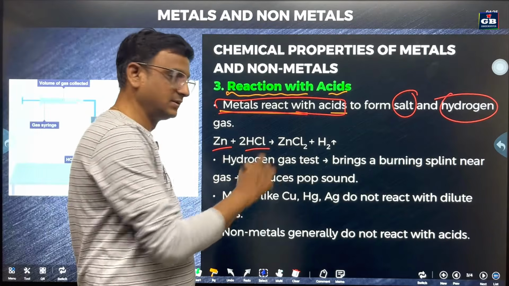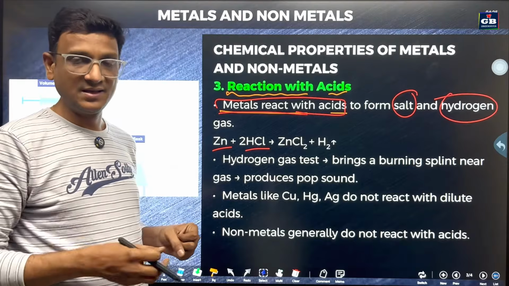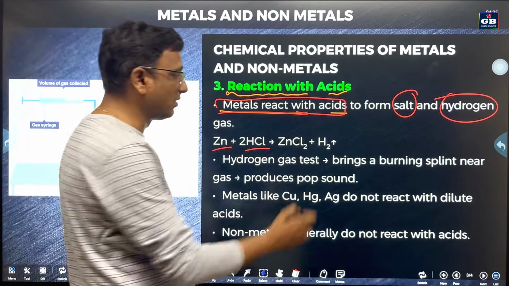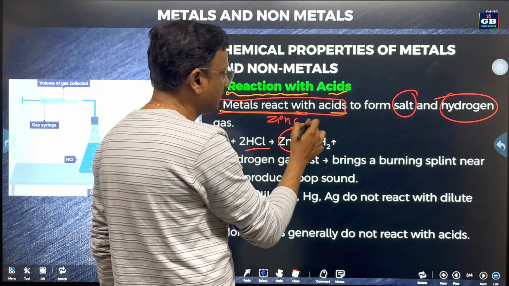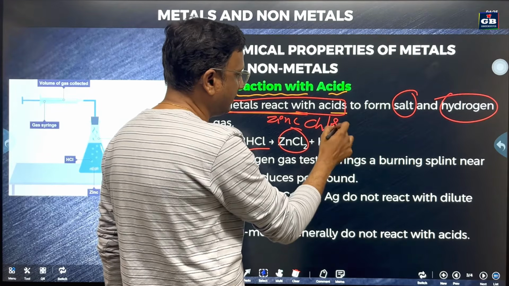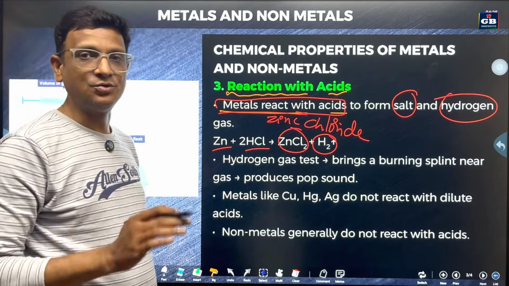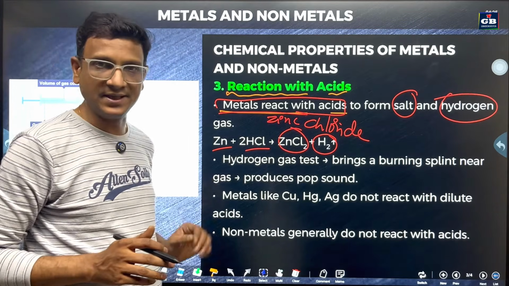HCl is an acid. In a beaker we have taken some HCl and we added some zinc pieces. The zinc and HCl react together. They form a salt called zinc chloride plus hydrogen gas. Hydrogen gas is released. Zinc, HCl, zinc chloride, hydrogen gas is released.